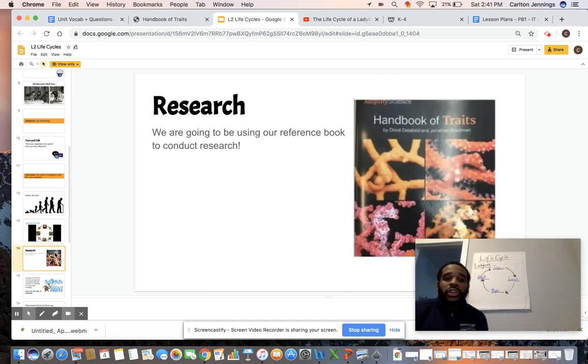So we're going to be using our reference book to conduct some research. We're going to be looking at a couple of different organisms and learning about those organisms from the book. We're not going to read the entire book. It's kind of lengthy. We're just looking at the life cycle of most of these different organisms that we're going to research. Because I can't physically give you guys the book, I'm going to be looking at it and you guys are just going to be following along.